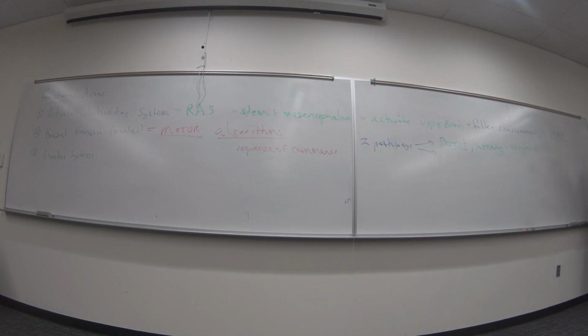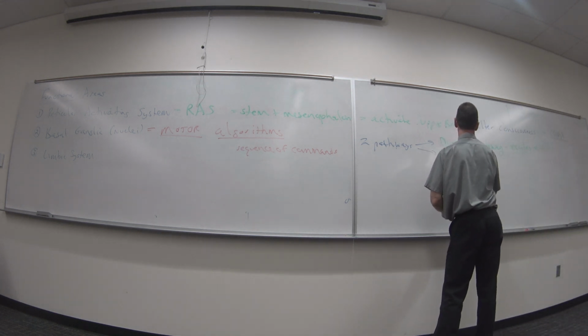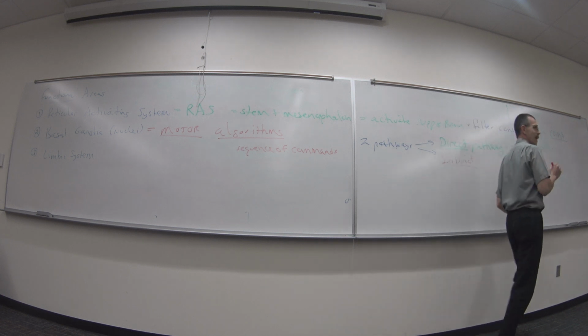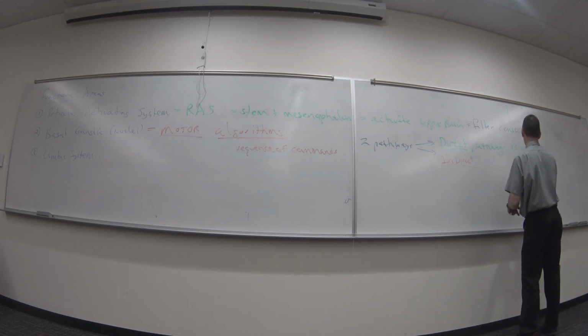Can anyone guess what the other choice is going to be? Hazard me a guess. Indirect. Indirect, very good, because we're biologists. We're the simple people. So the indirect pathway. What do you think an indirect pathway does to the muscles? Turns them off. Turns them off, relaxes, inhibits.